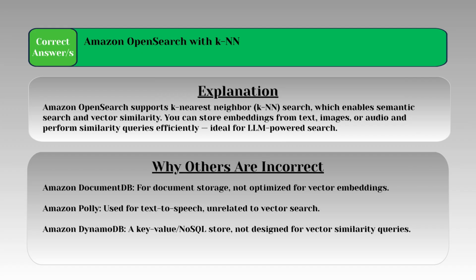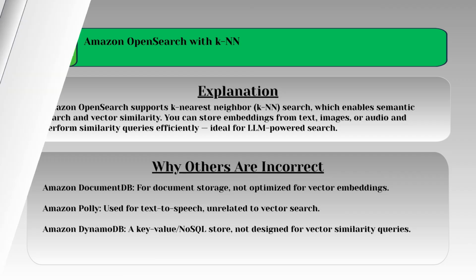Why others are incorrect: Amazon DocumentDB, for document storage, not optimized for vector embeddings. Amazon Polly, used for text-to-speech, unrelated to vector search. Amazon DynamoDB, a key-value/NoSQL store, not designed for vector similarity queries.